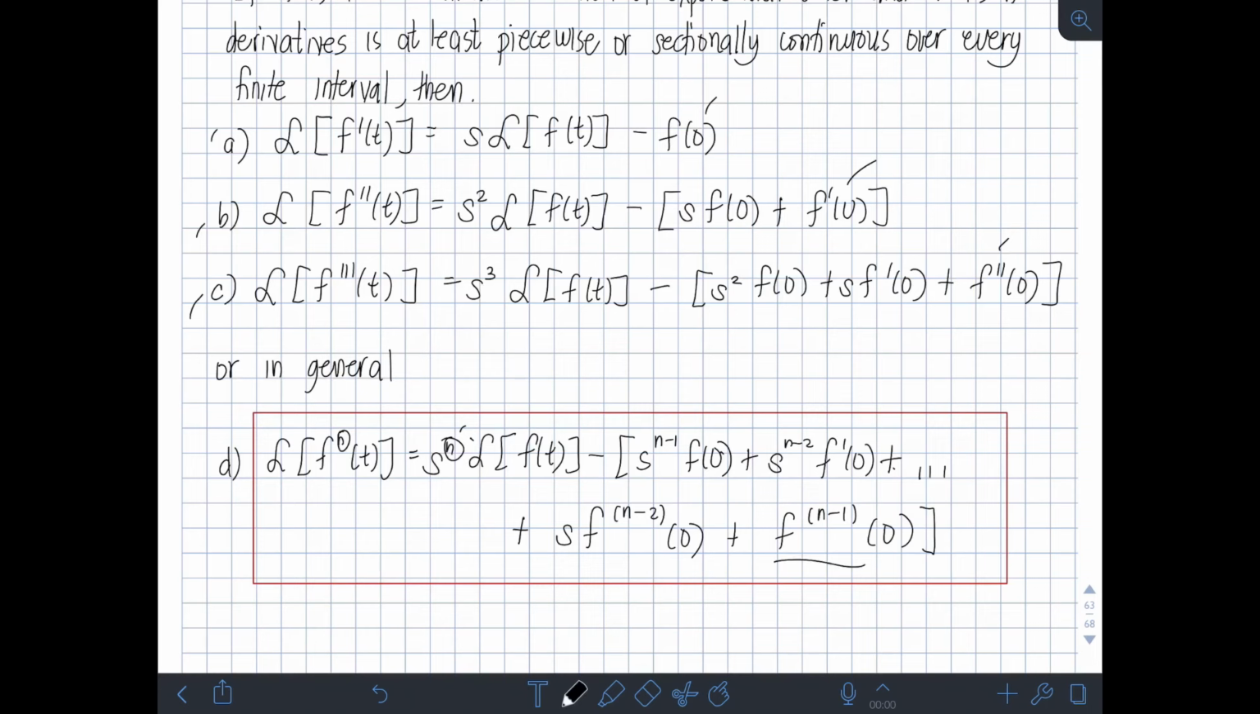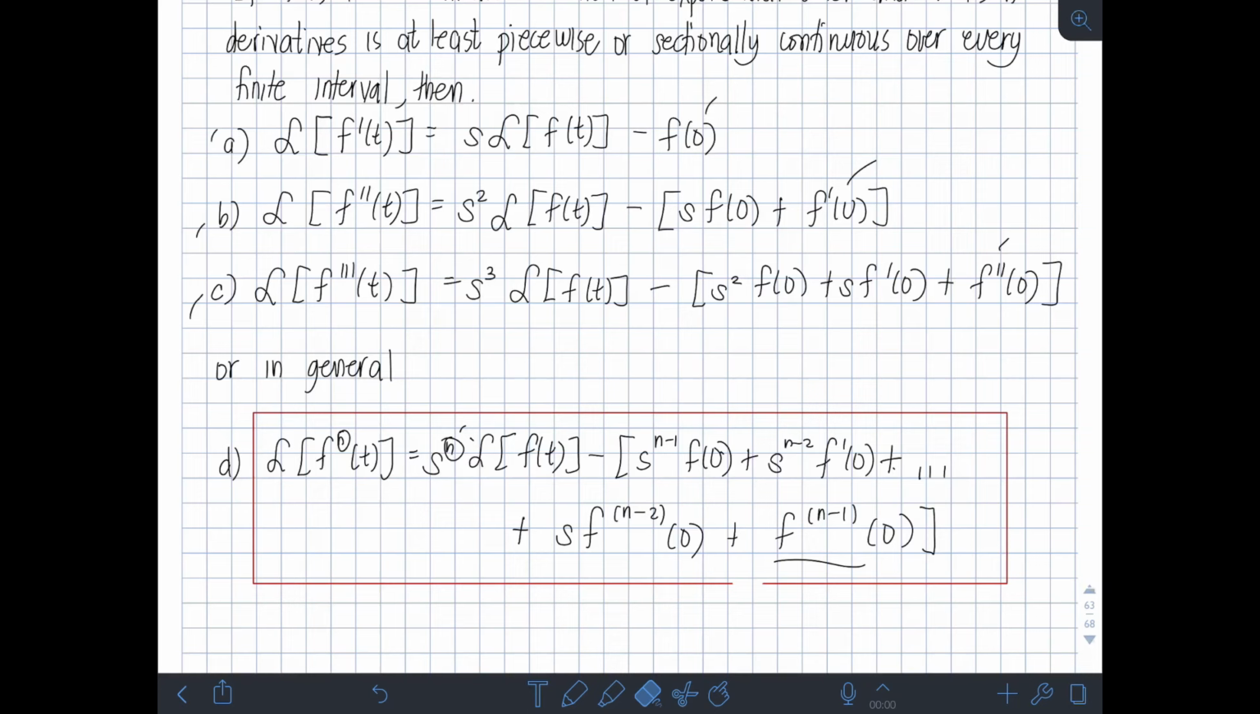So parang dito sa dulo, s mo is raised to 0, right? So parang di na siya sinulat. Kasi parang 1 na siya. Times n minus 1 derivative nung f evaluated at 0. So, kung yung n mo dito ay 5, dulo mo dito is 4th derivative nung f evaluated at 0. For example lang yon. Okay?